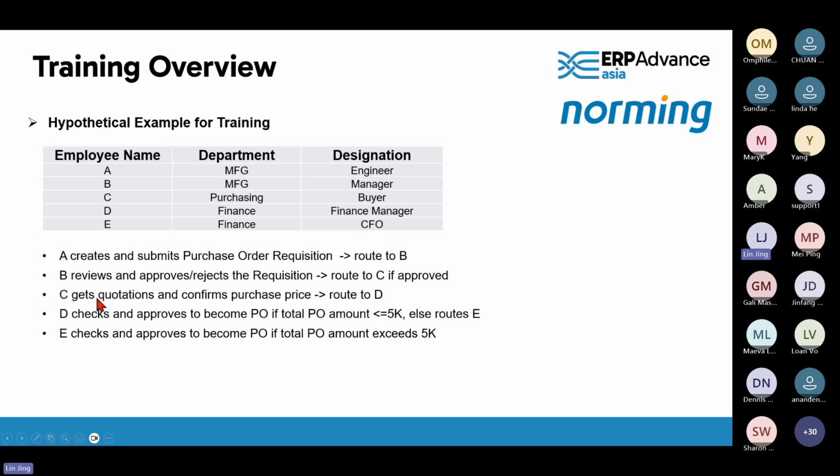C will get the quote and confirm the purchase price, and then after that route to D, finance, who will do some financial health checks and approve the purchase. But if, let's say, the PO amount is quite huge, let's say more than 5,000, then we need the senior manager to approve. So in this case, it will be routed to E, the CFO. The CFO will check and confirm whether it is okay to proceed or not.